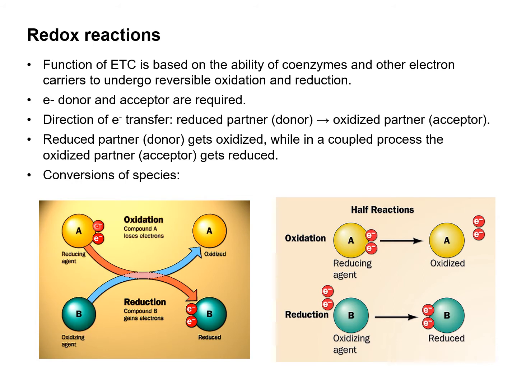And this reduced partner, the donor, gets oxidized because now it loses electrons, while in a coupled process, the oxidized partner, which is an acceptor, gets reduced, which means it gains the electrons. And like I told you, it might be a little confusing, but this reduced partner is also called the reducing agent, because this is an agent that reduces another molecule, which is already oxidized here. And the oxidized partner, an acceptor, is also called the oxidizing agent, because it oxidizes the reduced partner, which is a donor.